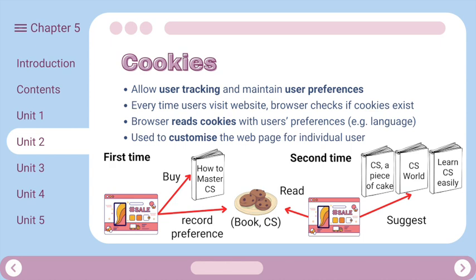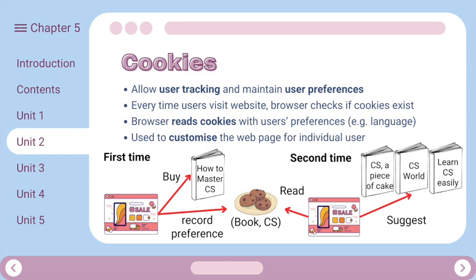Let's take an easy example. If you buy a book called How to Master CS online, the cookies will record and remember your preference in a pair value, book, CS. The second time you get to the same website, the website will read the cookie and know, oh, this user likes books in the CS area. So it will customize the web page and may suggest books like CS a Piece of Cake, CS World, or Learn CS Easily.